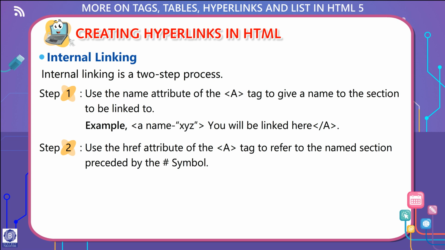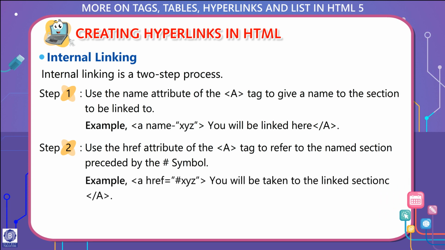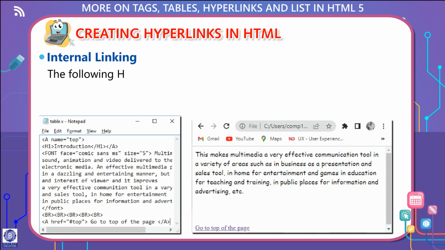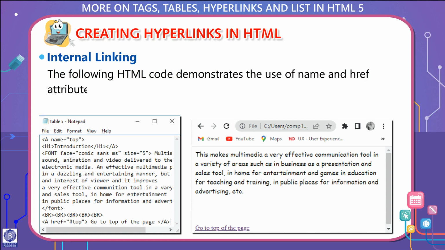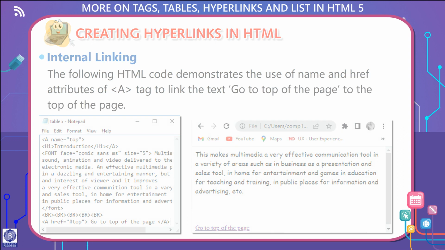Step 2. Use the href attribute of the A tag to refer to the named section preceded by the hashtag symbol. Example, <a href="#XYZ">You will be taken to the linked section</a>. The following HTML code demonstrates the use of name and href attributes of A tag to link to the go to top of the page on the top of the page.